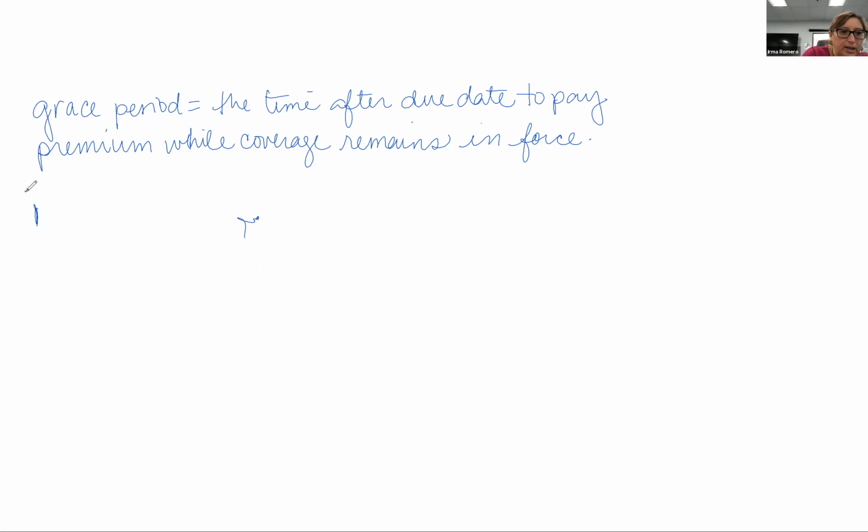So, you have your due date. Your premium is due on this date. Now, if your premium is unpaid during the grace period, then you're still covered, so coverage remains. And this is the grace period, time after the due date. Now, if the premium continues unpaid during the grace period, and now you're at the end of the grace period and the premium is still unpaid, then the policy will lapse.